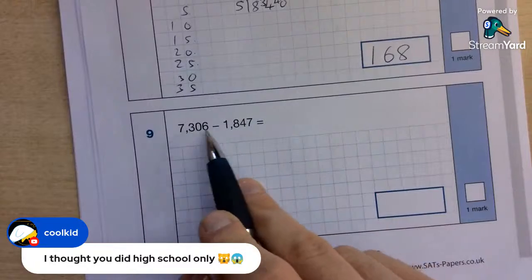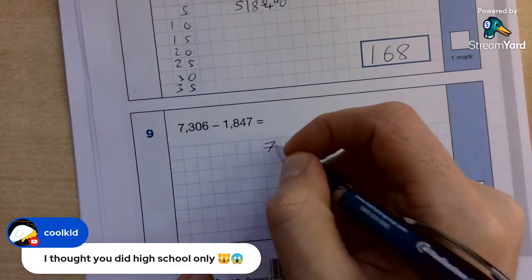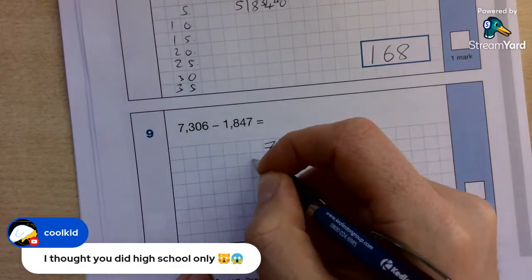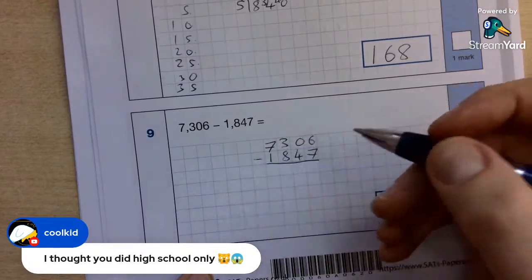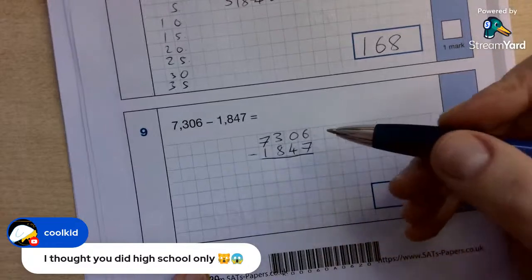Right, next one. This time subtracting. So set it all out. 7,306 minus 1,847. So be careful with this one. It's really checking, do you know how to do this?